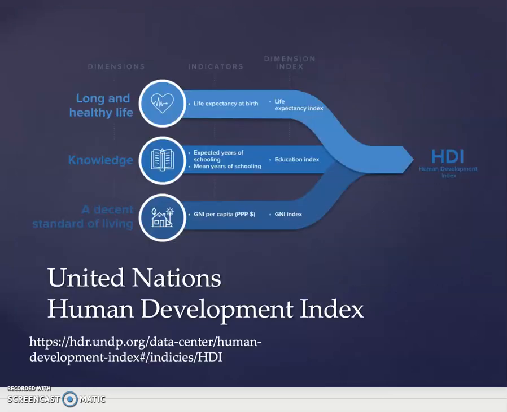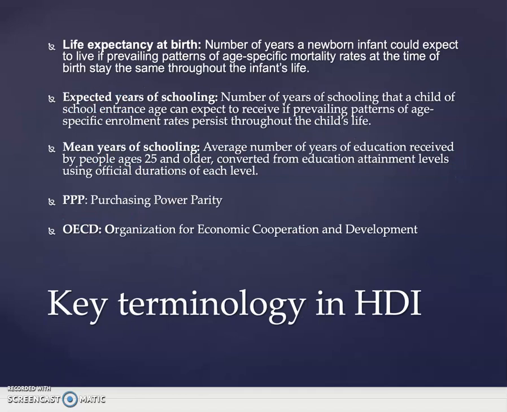At the international level, you have the United Nations Human Development Index, which measures a number of different aspects or dimensions: long and healthy life, knowledge, a decent standard of living. The indicators: life expectancy at birth for long and healthy life, life expectancy index; knowledge, expected years of schooling and mean years of schooling; and then a decent standard of living. In further defining these terms, the report uses some specific language that I'll go over here.